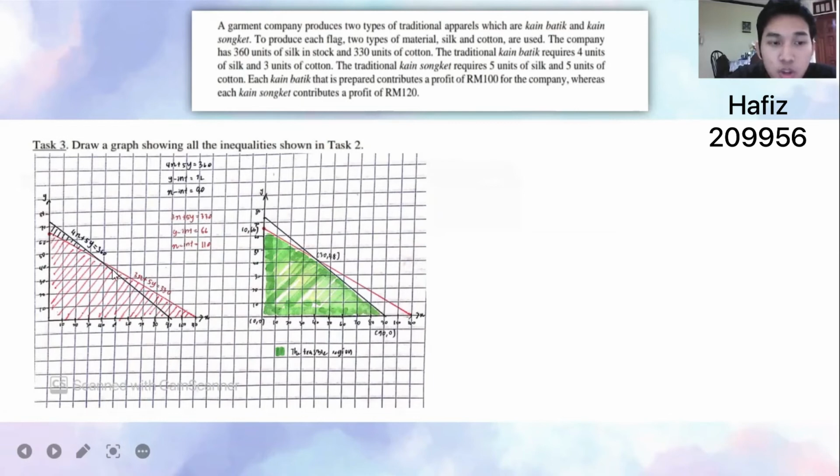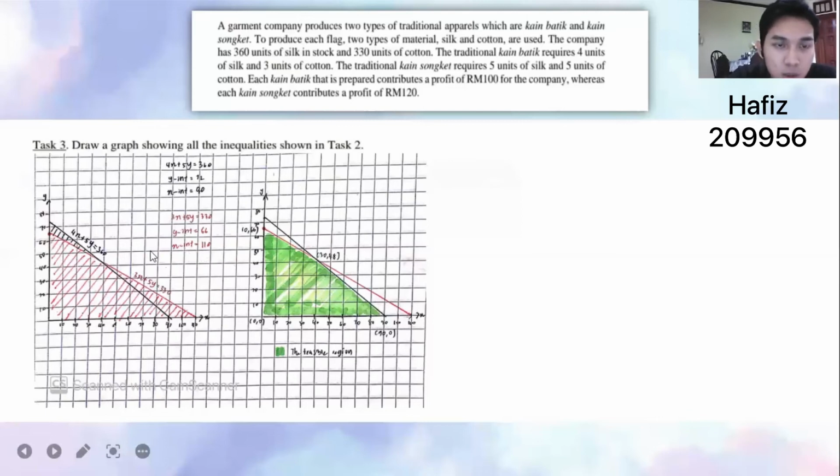In order to draw the straight line, we have to know the y intercept and the x intercept. For the y intercept, we substitute x equals 0 into this equation, and we get the y intercept is 72. For the x intercept, we substitute y equals 0 into this equation, and we get the x intercept is 90. We do the same thing for the second equation, and we get the y intercept is 66 and the x intercept is 110.